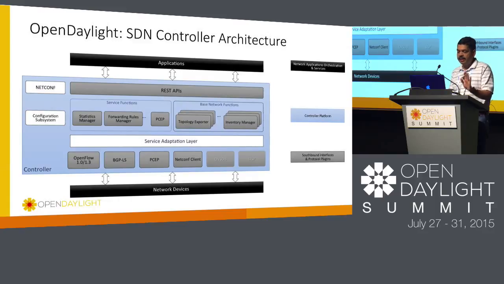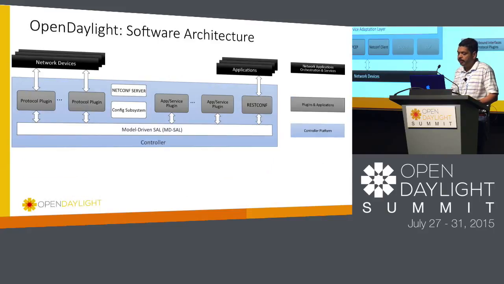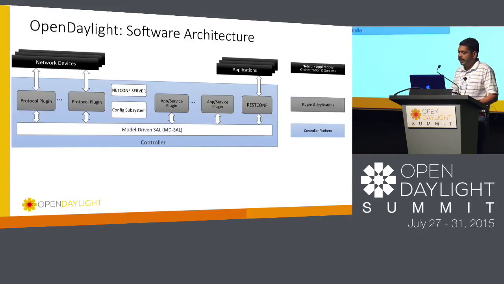So this is the high-level structure. Although this slide is showing it this way, with the REST APIs on the top, then the services or applications, and below that the service adaptation layer and then the plugins, in reality, as you will see as you're developing, the view is more like this.